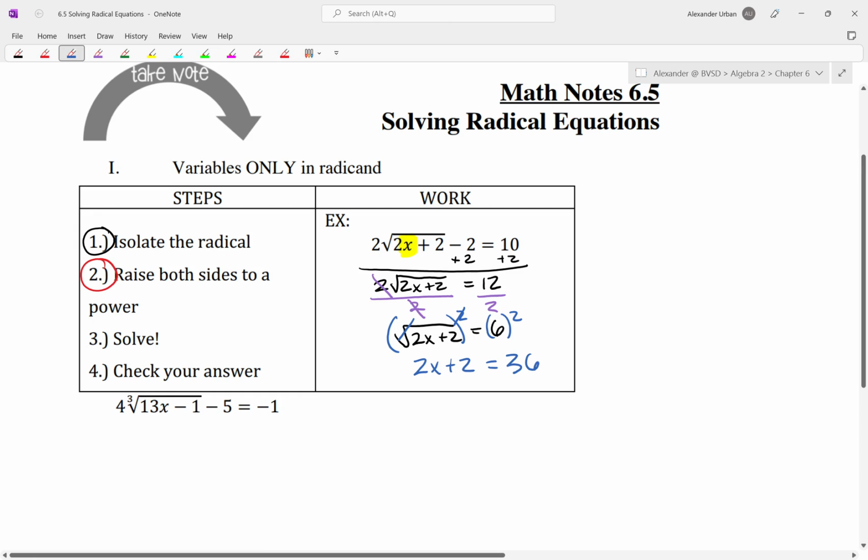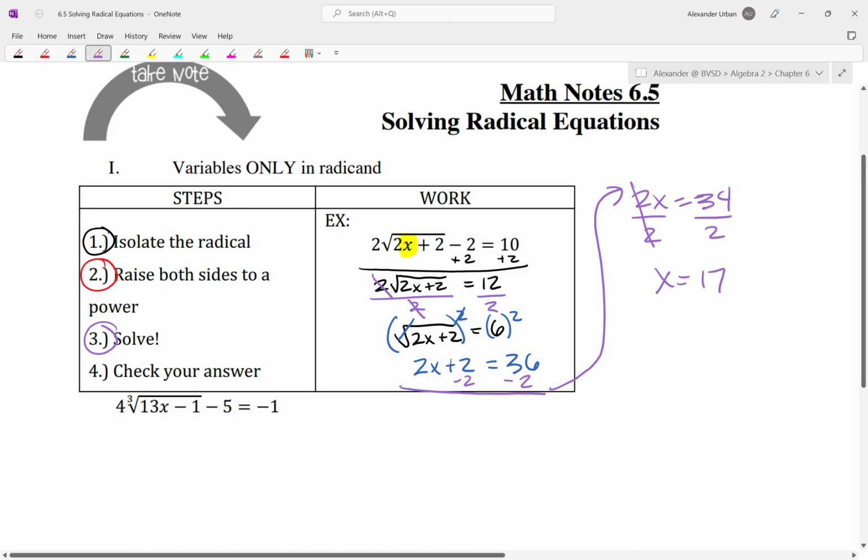Now we're going to solve for the rest of this, just normal Algebra 1 stuff. So we have minus 2 from both sides. Get rid of the easy things first, order of operations. And we'll have 2x is equal to 34. From here, we would need to divide by 2, and we will end up with x being 17.